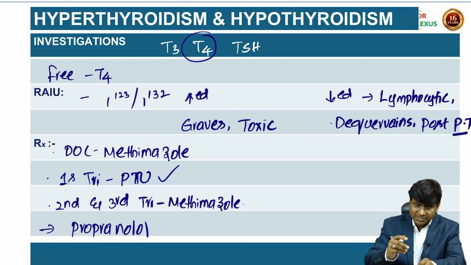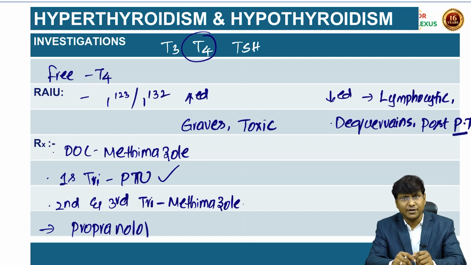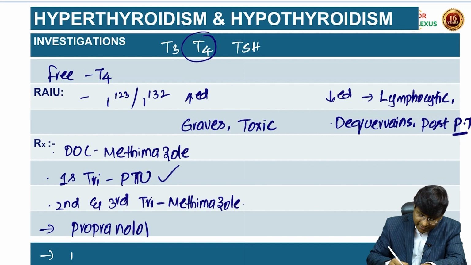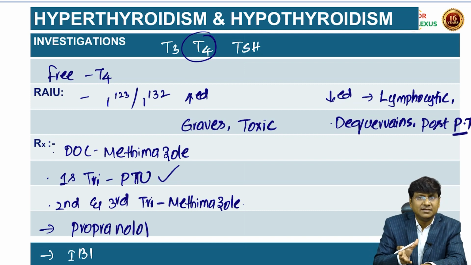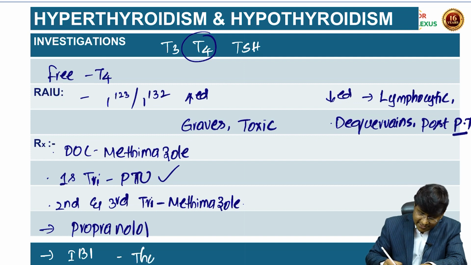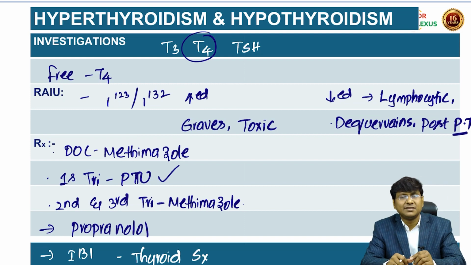Next to this beta blocker, the other way by which you can treat is by supplementing iodine 131, which will release the beta rays and will destroy the follicular cells. And the other way by which you can treat is by doing the thyroid surgery.